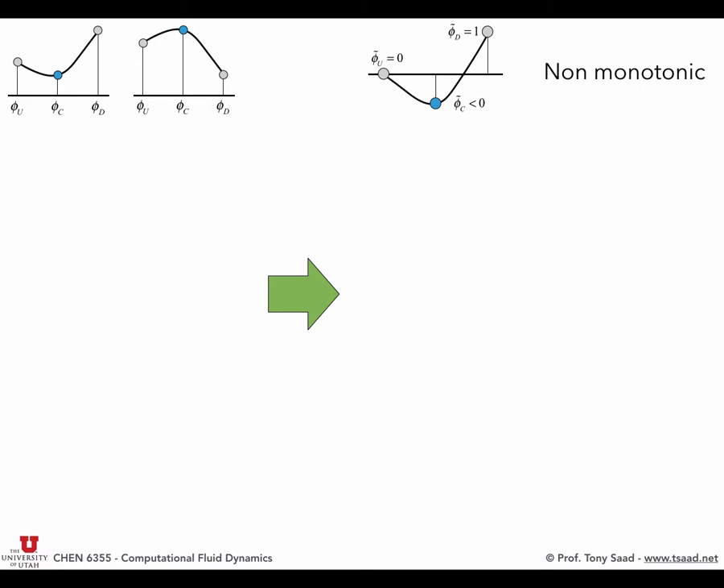Now, phi tilde u, what is phi tilde u? It is always 0, because it's phi minus phi u over phi d minus phi u, and the numerator is 0, so phi tilde u is always 0. What is phi tilde d?